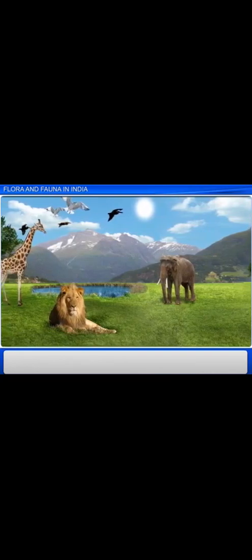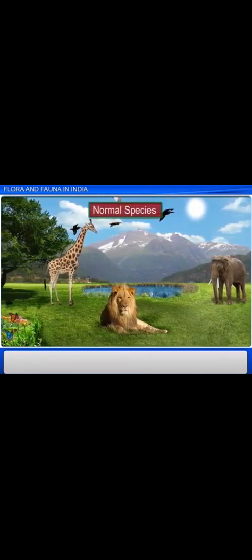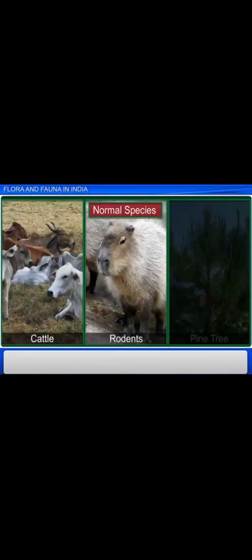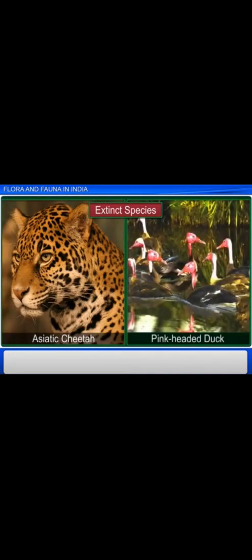Plants and animals whose population is sufficient for the survival of their species are called normal species. These include cattle, rodents, and trees like pine and sal. A species that cannot be found after prolonged search in its area of habitation is called an extinct species. Note that a species may be extinct from an area, a country, or the entire earth. Some such species are the Asiatic cheetah and the pink-headed duck.